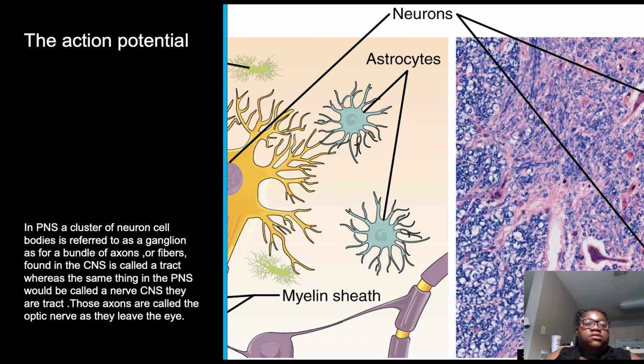In the PNS, a cluster of neuron cell bodies is referred to as a ganglion. As for a bundle of axons or fibers found in the CNS, it is called a tract. As well, it consists of a large nerve running from the anterior to the posterior, with the anterior end enlarged into the brain. Not all animals with a central nervous system have a brain, although the large majority do.